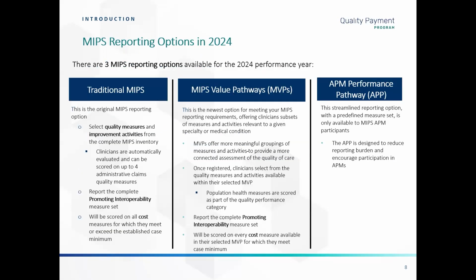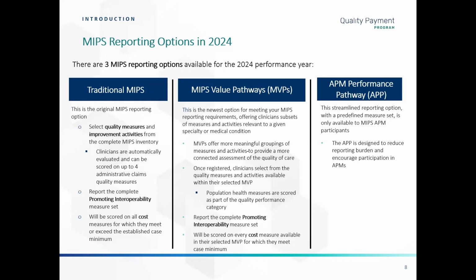There are 3 options for reporting to MIPS. Traditional MIPS is the one you are probably most familiar with. You select quality measures as well as improvement activities from the improvement activities inventory. Clinicians are automatically evaluated and can be scored on up to 4 administrative claims quality measures. You report the complete promoting interoperability measure set. And for cost, you'll automatically be scored on all cost measures for which you meet or exceed the established case minimum.